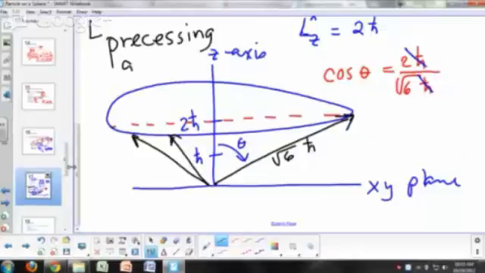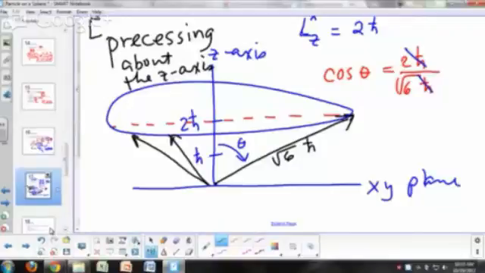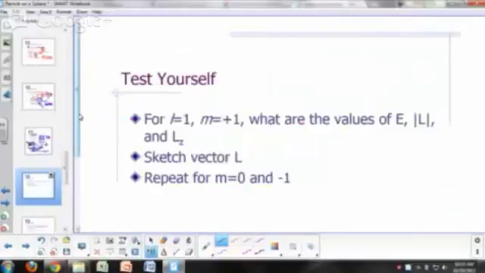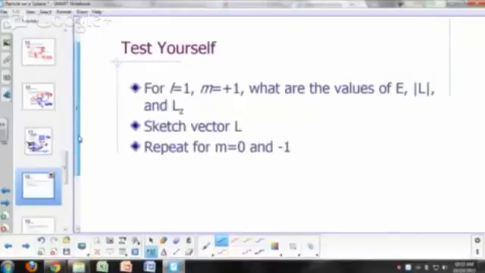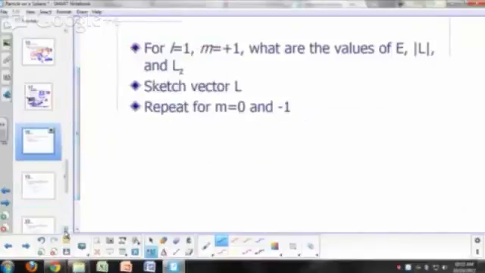So you say your angular momentum vector is precessing about the z-axis at this particular angle theta. Okay? What about L equals 1 and M equals plus 1? I'll have you do that as homework. Okay?